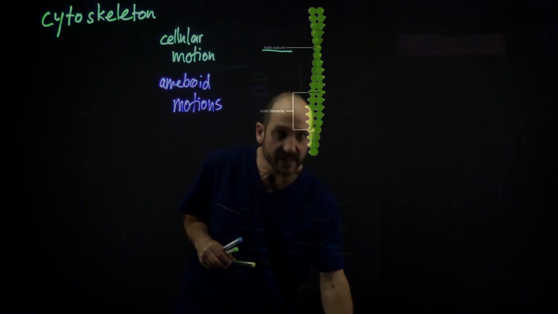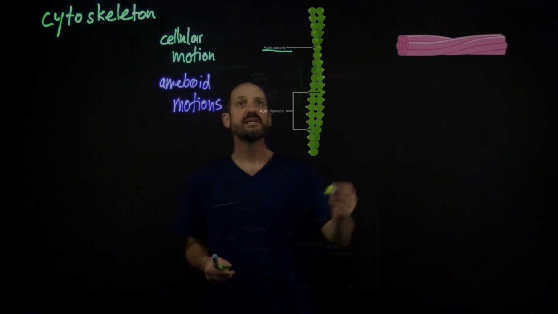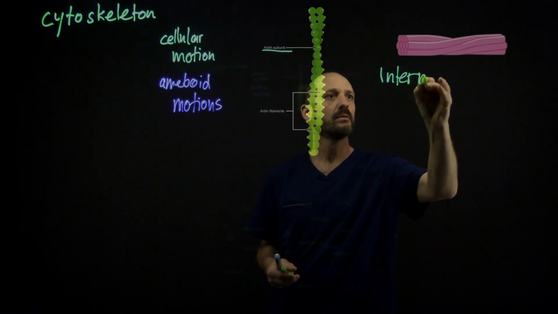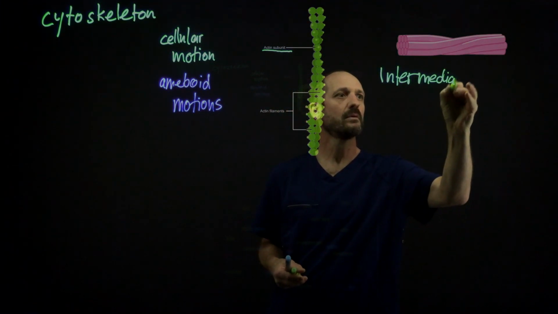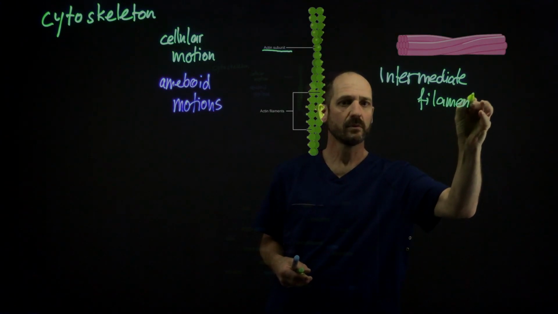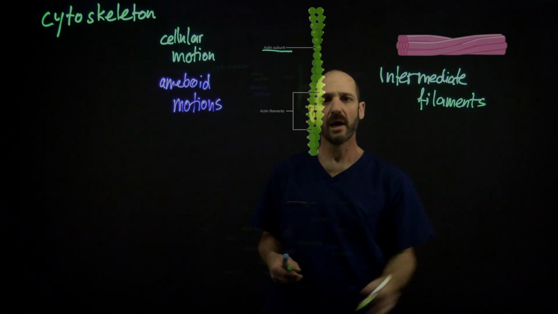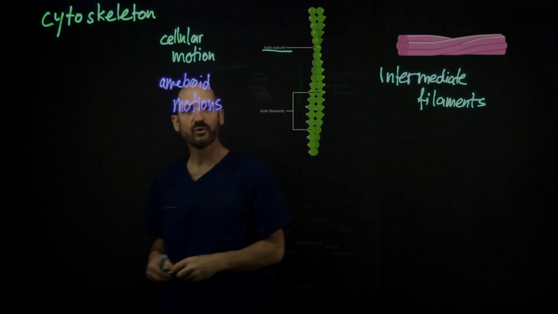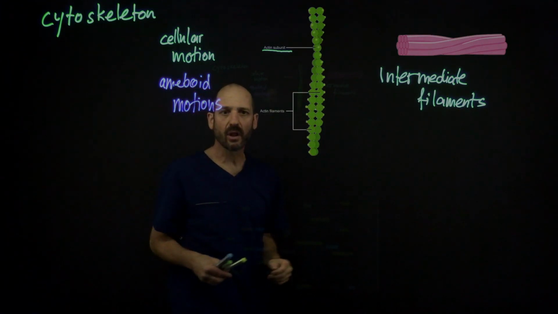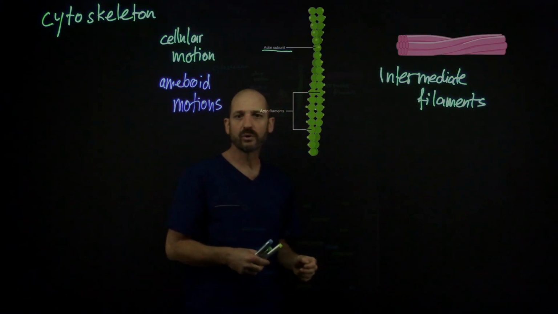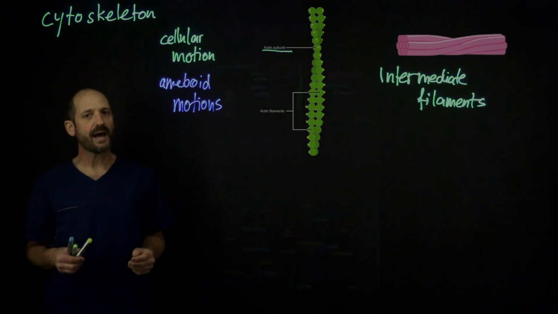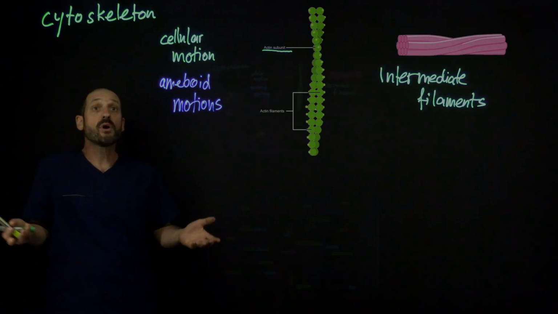Intermediate filaments are protein strands wound together, as we can see, and they create a lot of structural support to the cell. They also help hold the nucleus and other organelles in place. Their protein types are very diverse.